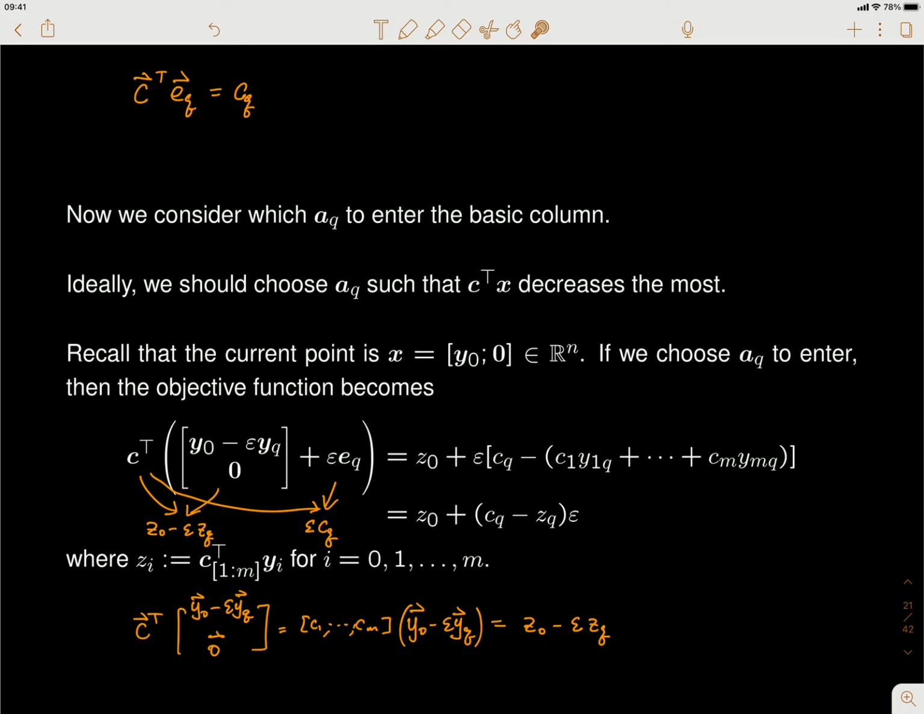So now we can see that for each of the vectors that are not basic columns right now, we have a cq minus zq, and we just need to look for the q such that this is the smallest, the most negative one. In that case, we're going to decrease the function value fastest.